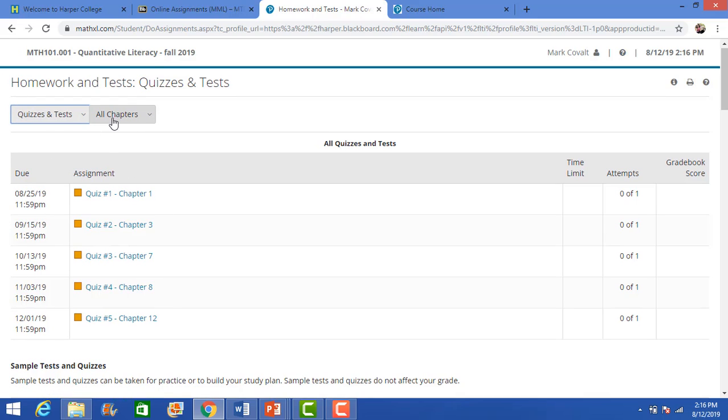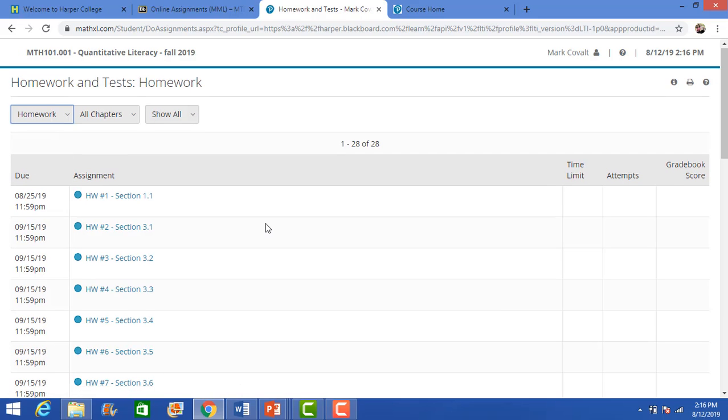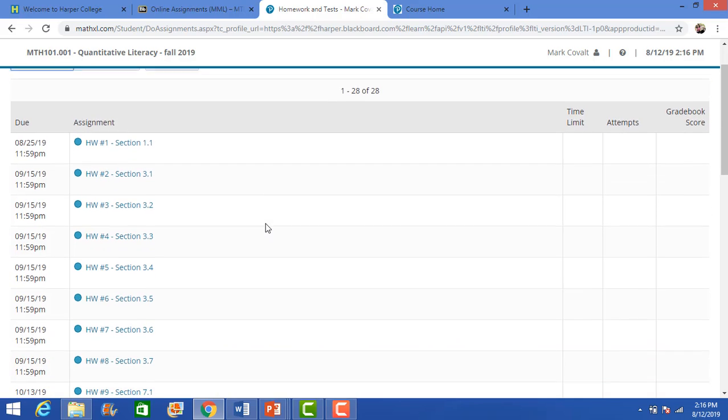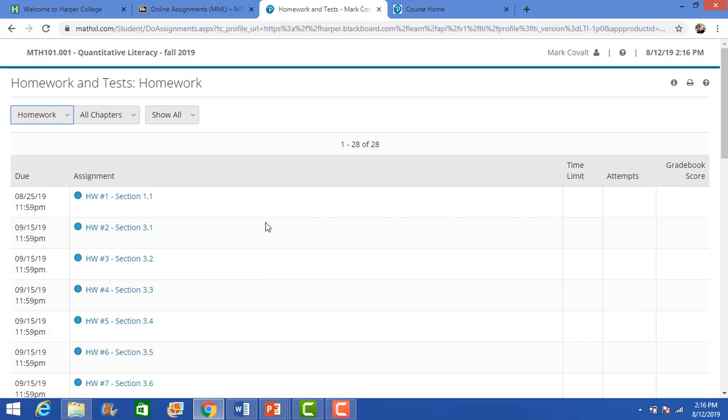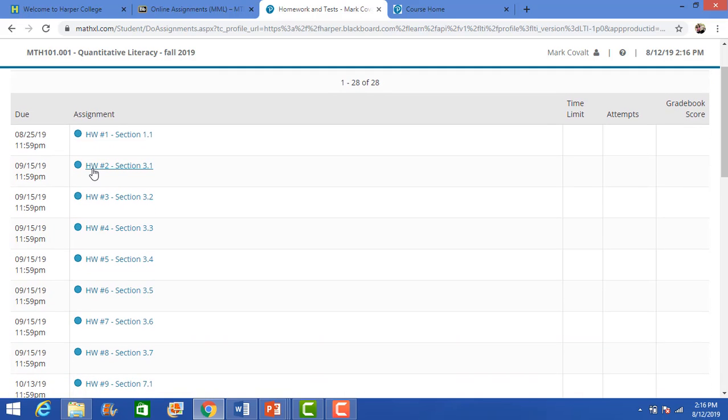Now, keep in mind that the homework has certain due dates. So here's the due date. Notice that this has a due date, and that for all of these homeworks, they all have the same due date. So make sure you're working on these throughout the semester. Do not wait till the last week to do these. As we cover section 3.1, you should start working on the homework.